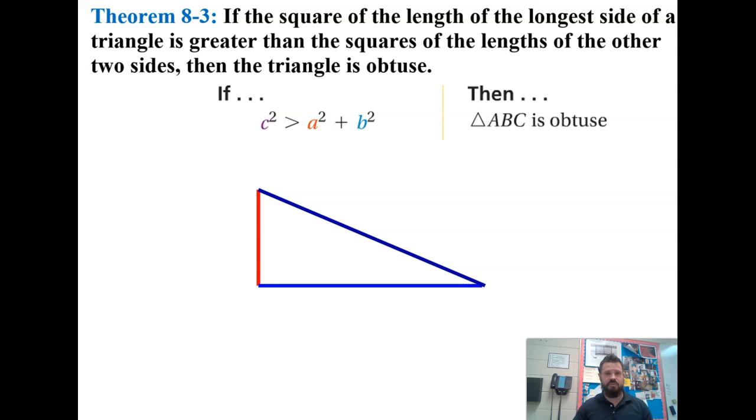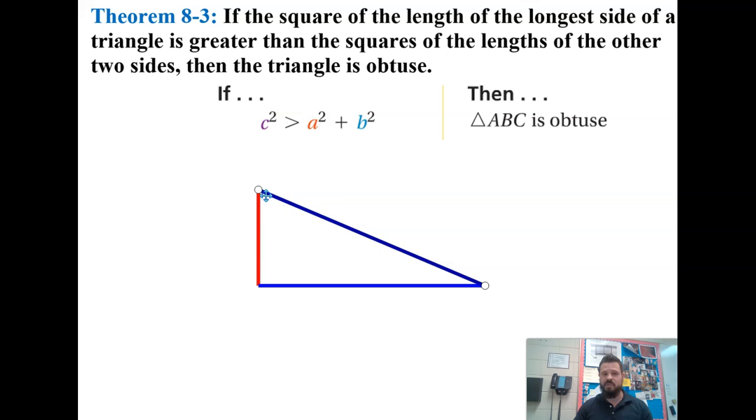So our next theorem says that if the square of the length of the longest side of a triangle is greater than the squares of the lengths of the other two sides, then the triangle is an obtuse triangle. So in other words, if we have c squared is greater than a squared plus b squared, our triangle is going to be obtuse. Here's the reason for that. Let's say I have a right triangle here. With a right triangle, we know c squared equals a squared plus b squared.